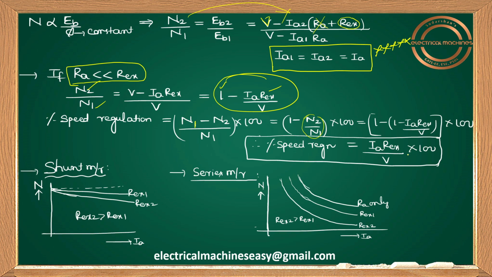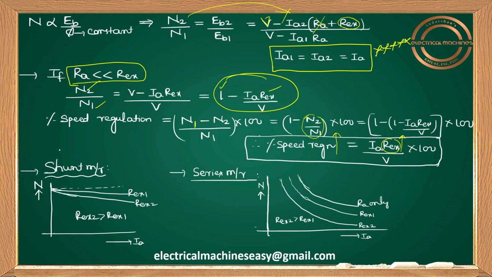So guys, try to understand, whenever Rex value is increasing, percentage speed regulation will be increasing. That means if Rex value is increasing, the speed will be reducing. So reducing speed means definitely speed regulation will be increasing. First speed minus second speed by first speed into 100. Whenever this N2 is reducing, this N1 minus N2 by N1 will be increasing. So percentage speed regulation will be increasing.